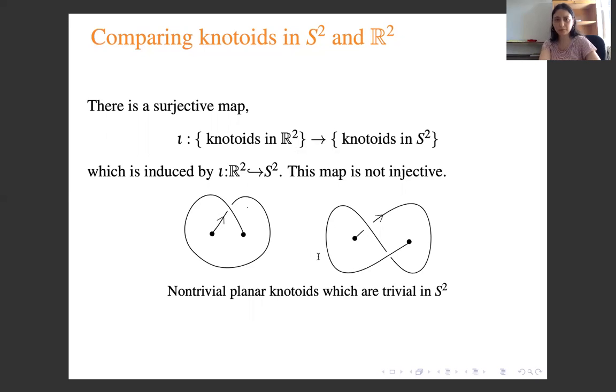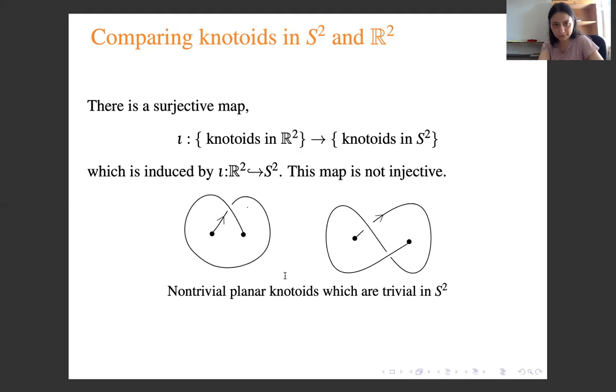Here are two examples of knotoid diagrams. When we consider them in the plane, we can show that they represent some non-trivial planar knotoid types, classes. We can show the non-triviality by using some planar knotoid invariants given by Turaev, for example, the three-variable bracket polynomial, an extension of the bracket polynomial to planar knotoids. But when we consider these objects in the two-sphere, they get trivialized. We can see it easily here.